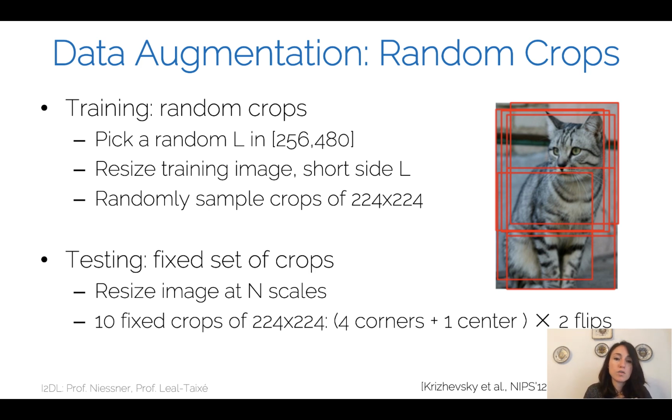And during testing, what you can do is then take a fixed set of crops. So not doing the random cropping both at training and at testing, but only during training. And then at testing, you actually resize the image at different scales, and you take 10 fixed crops, for example, which is again the idea of taking the 4 corners plus the center multiplied by the 2 flips. And you actually test all these variations and see if you obtain a coherent output.